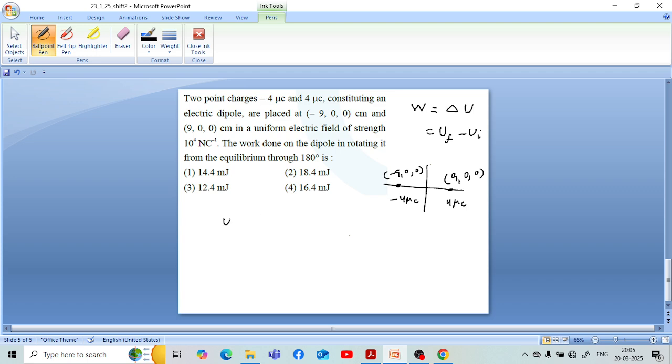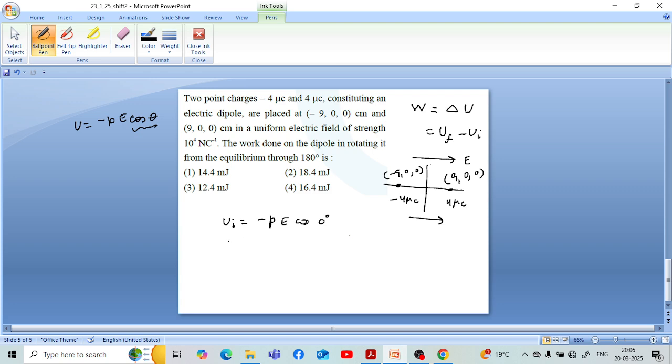So this is the initial state of the dipole, and the initial potential energy is given by the expression. We know that the potential energy of an electric dipole is given by minus PE cos theta, where P is the dipole moment, E is the electric field, and theta is the angle between the dipole and the electric field. So initial potential energy is minus PE cos 0, because initially the dipole is making an angle of 0 degrees with the direction of the electric field.